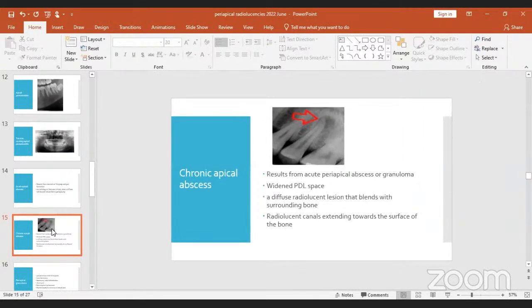Then the acute abscess may also proceed to a chronic apical abscess, or a chronic abscess may also result from a granuloma, where maybe you had an existing infection, then a granuloma formed, and then later you can get reactivation of that infection. It becomes active when you get a chronic abscess, and the patient presents to you with a swelling and even with pus.